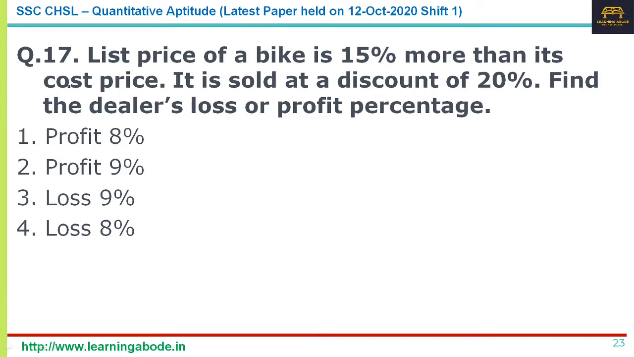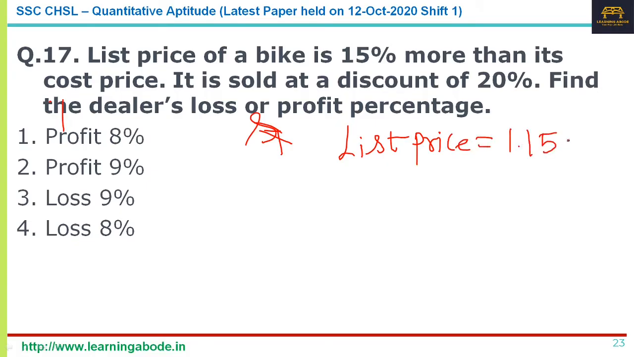17. The list price of a bike is 15% more than the cost price. If it is sold at a discount of 20%, find the dealer's loss or profit percentage. So just like the first question that we discussed, I will directly write the values here. Now, the list price, also known as the mark price, is 15% more than the cost price. So I will write it as 1.15 of the cost price.